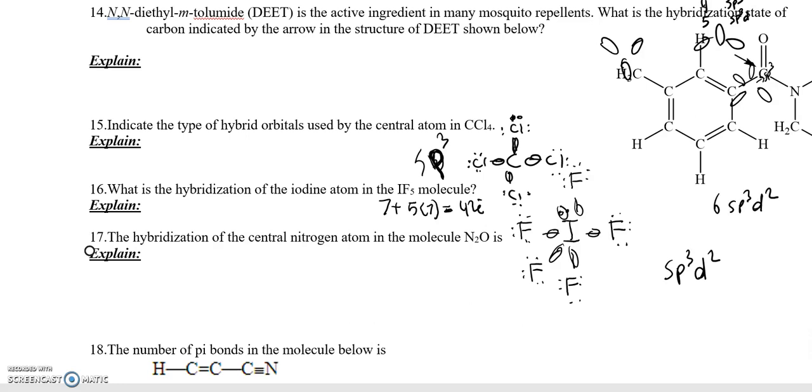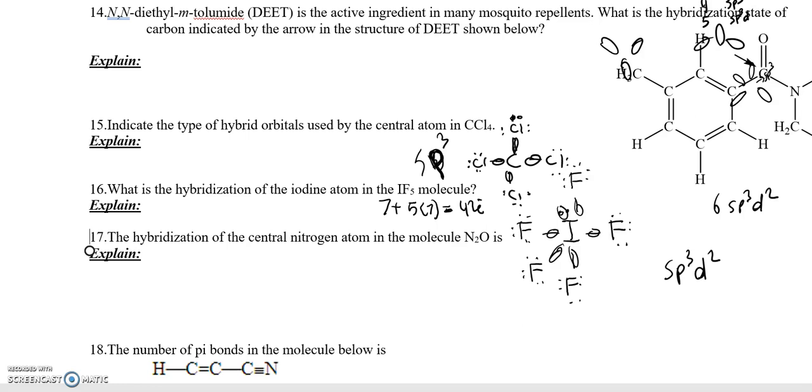So basically, you just count the number of clouds around the central atom. If you have a double bond, you count 1. If you have a triple bond, you count 1. But if you have a lone pair, you count 1 as well. So all the bonds count 1, and the lone pairs count 1 too.